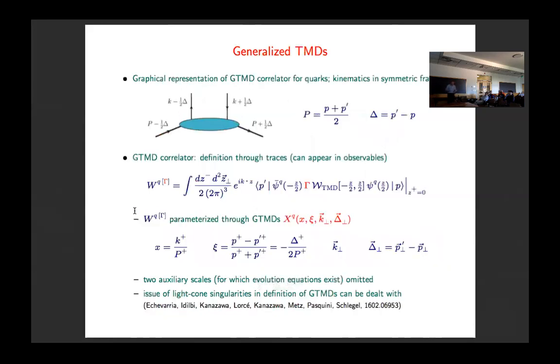So let me now start with some basic stuff here. I hope you bear with me for a couple of minutes. Generalized TMDs and their definition. This is a graphical representation of a GTMD correlator for quarks. I will use throughout this so-called symmetric frame, which is well known from GPD studies, where we use the average nucleon or hadron momentum P as (P plus P prime)/2, the momentum transfer delta as P prime minus P, such that the momentum of the incoming nucleon is capital P minus delta over 2, and the outgoing is capital P plus delta over 2.